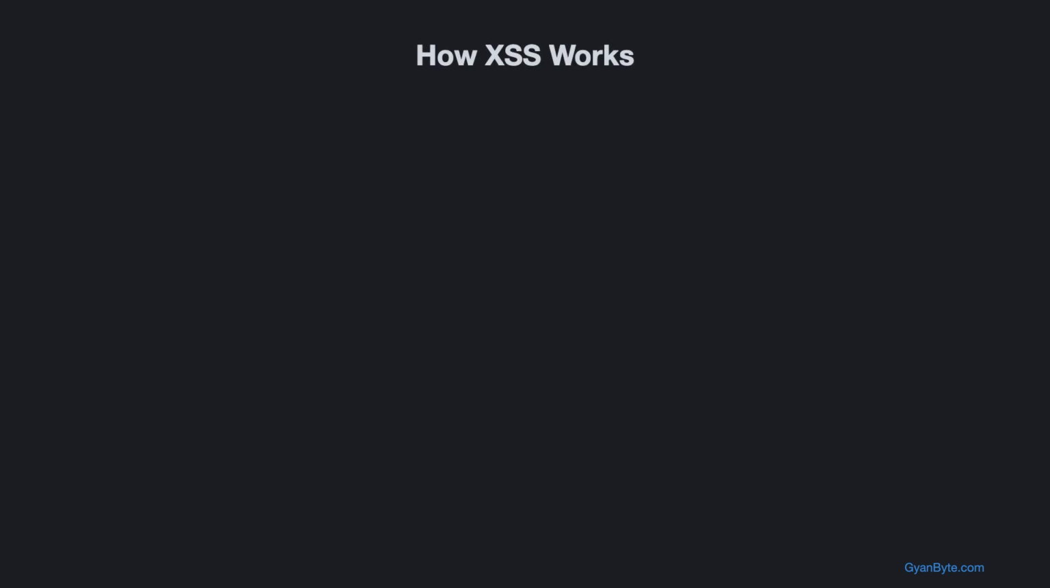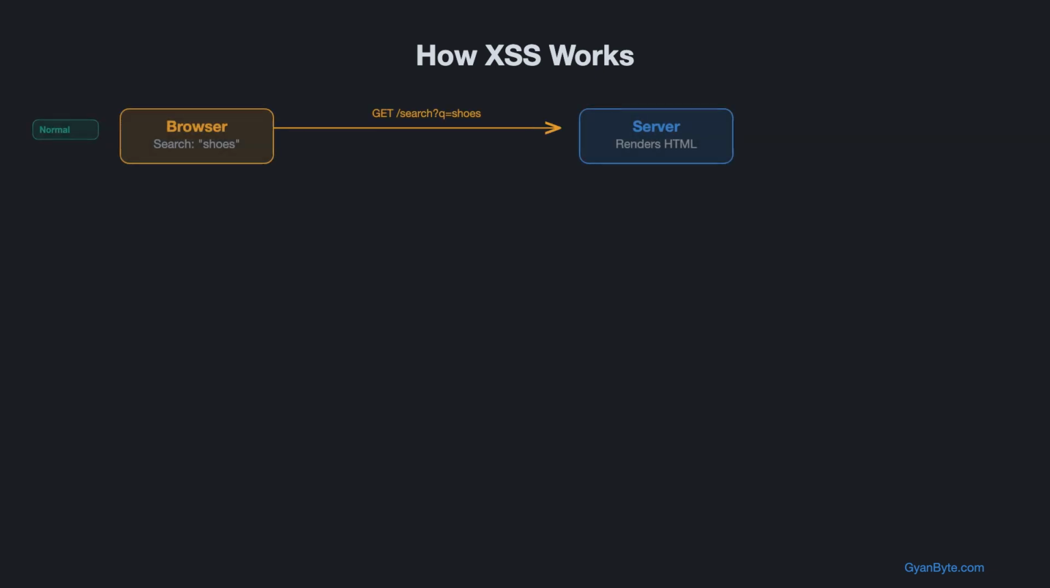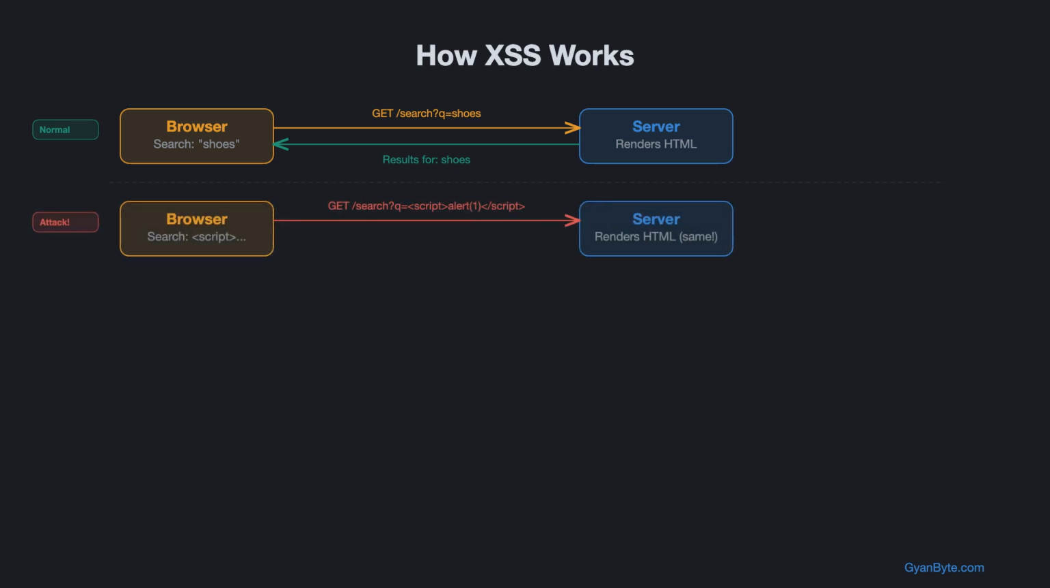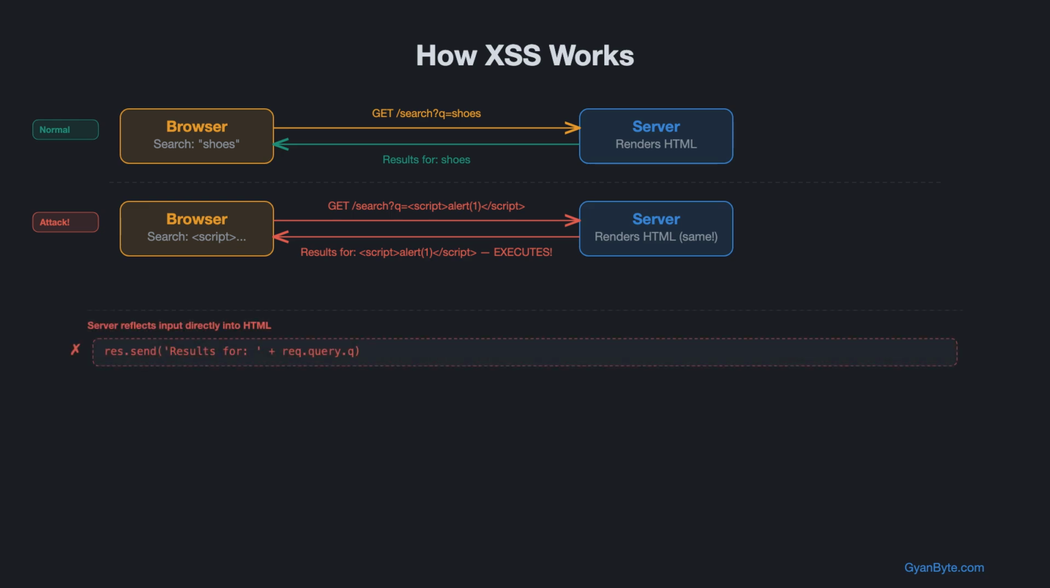You go to a website, you type something in a search box, for example, shoes. The page comes back and says, results for shoes. Simple. The server took your input and put it right into the HTML it sent back. Now, what if instead of shoes you type a script tag? The server doesn't know the difference. It takes your input, sticks it into the HTML and sends it back. Your browser sees a script tag and runs it.